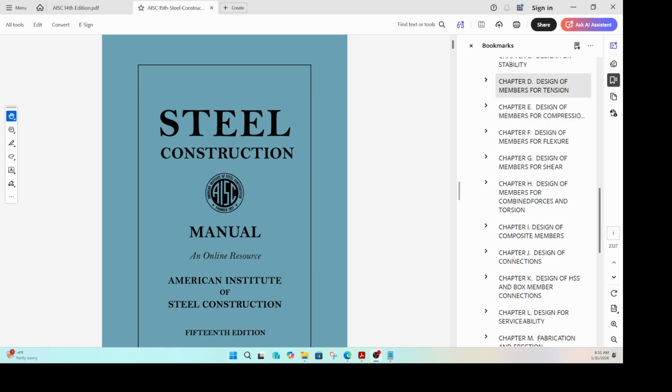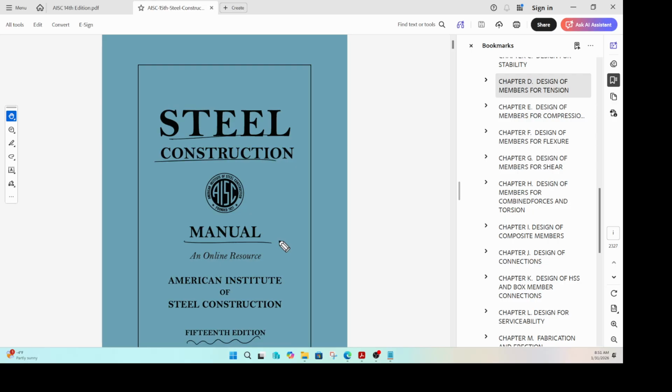Welcome back. We'll be talking about steel structures. This is my first session on steel structures. I'll be using the 15th edition of the SCM, the Steel Construction Manual. I'm using this version because this is what is currently being used in the PE and SC exams.